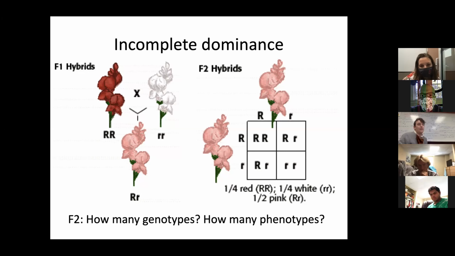Three. Yeah, 3, right? And how many phenotypes do you get? 3. Yeah, if it was complete dominance, you'd only get 2. Good.